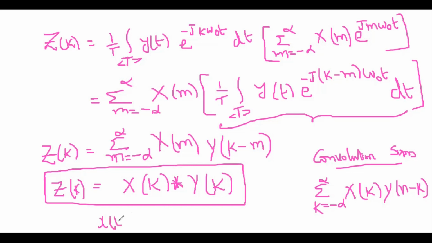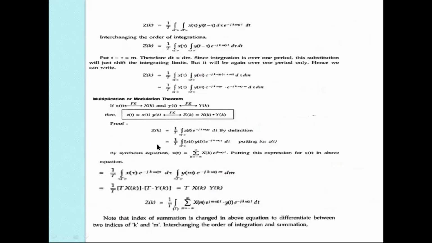So x of t, y of t, the product of the two time signals, its Fourier series is x of k with the convolution of y of k. Understood? It is also very, very important, my students. Now see how to explain this, the multiplication or modulation theorem.